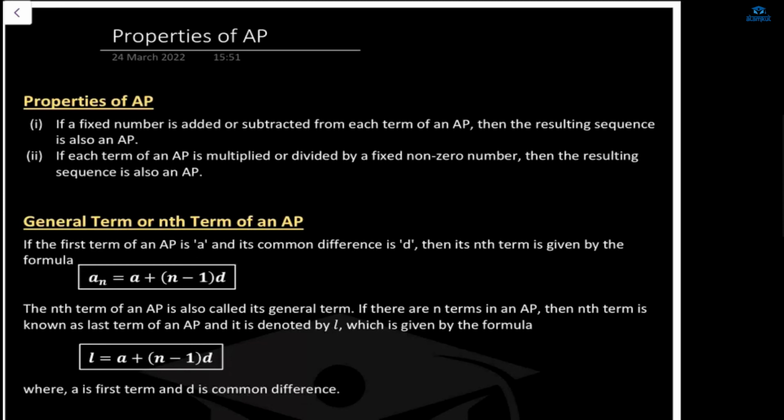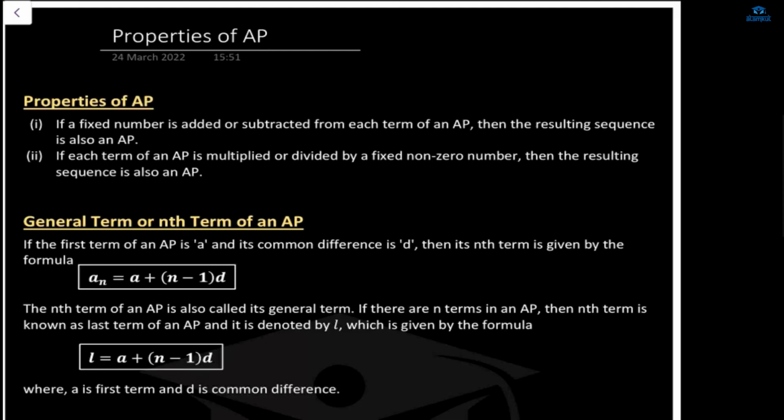Now, properties of AP. What are the properties of AP? If a fixed number is added or subtracted from each term of an AP, then the resulting sequence is also an AP. Each and every term, if you add or subtract the same number, then the resulting sequence is also in AP.